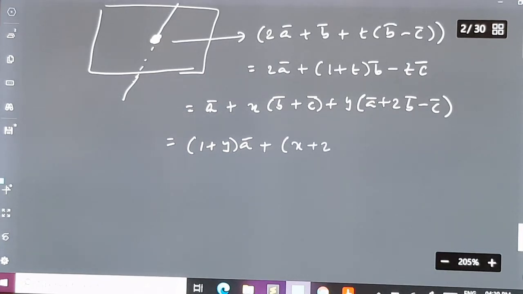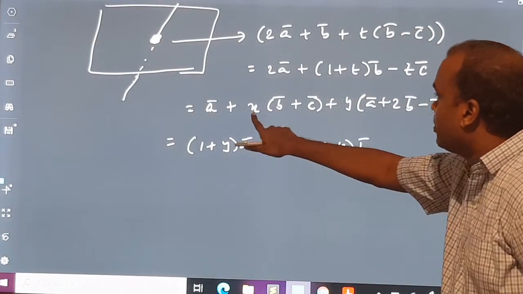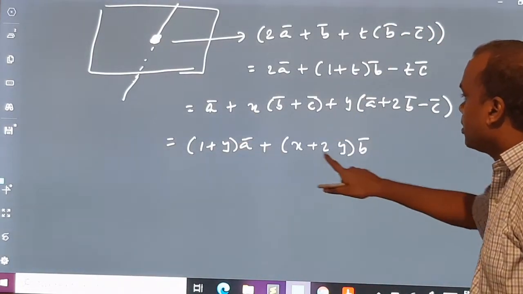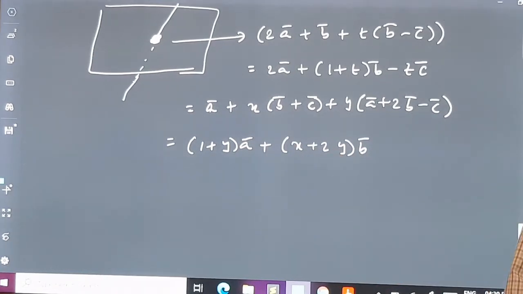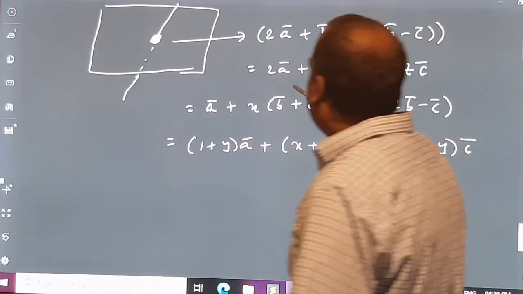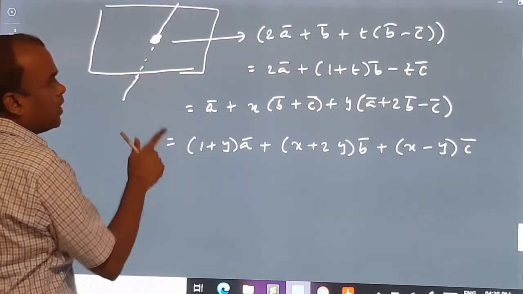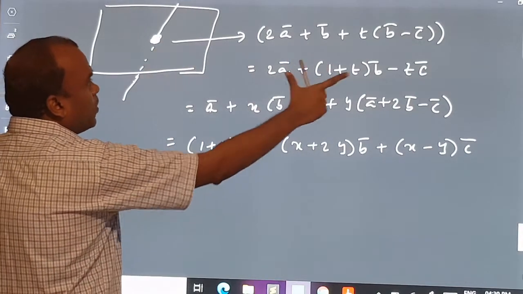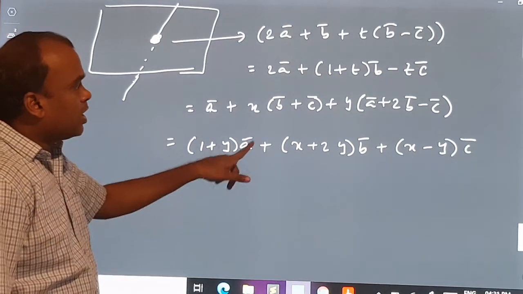x plus 2y into b bar. All b bars I am writing at one place. Here x for b bar, and for b bar here 2y. So x plus 2y into b bar. Similarly, for c bar, I will get x minus y into c bar. And now you see this is this point, and this is also this point only. That means for the same point, this is one representation, and this is another. We are saying these two are equal.